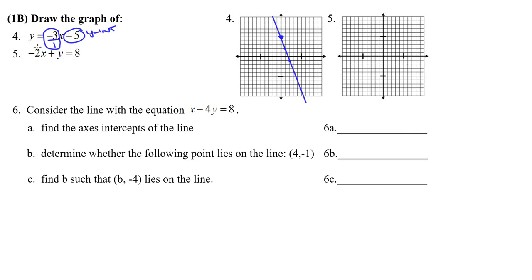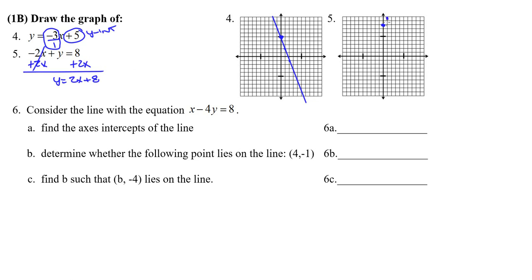Okay. Number 5, you can either do x-intercepts or you can solve it for y, do y equals, right? I think this one's pretty quick to just put into y equals. I'm going to add 2x to both sides. y equals 2x plus 8. So here's our y-intercept at plus 8. And 2x is our slope, so we go up 2 over 1.